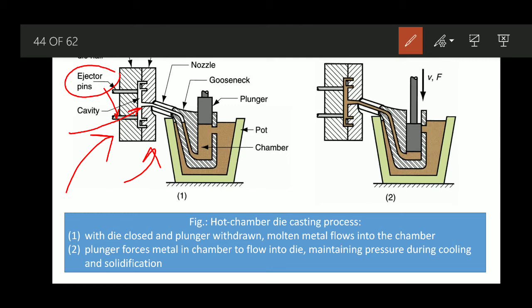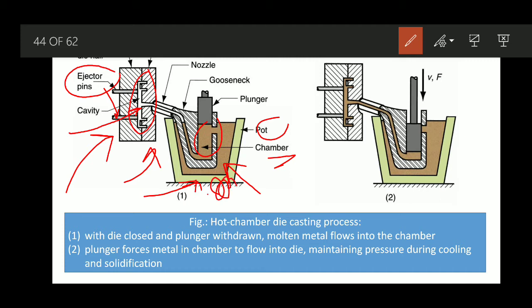That means that is the shape we basically want after the whole casting process is over. Now in case of our hot chamber casting, here this is the chamber we have inside it, and this is the portion where in that particular whole pot we will be melting the metal here itself. Okay, so there will be provision in this pot to heat it.